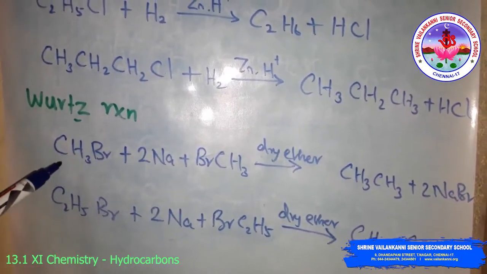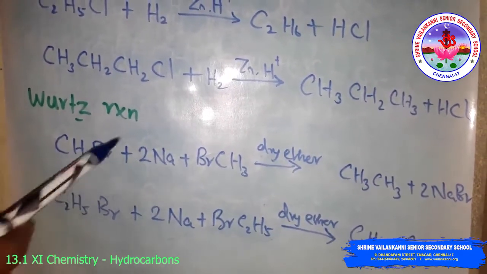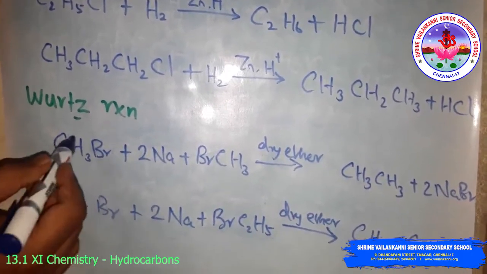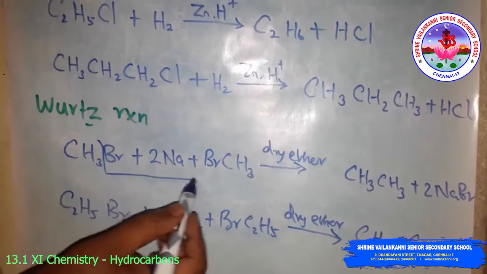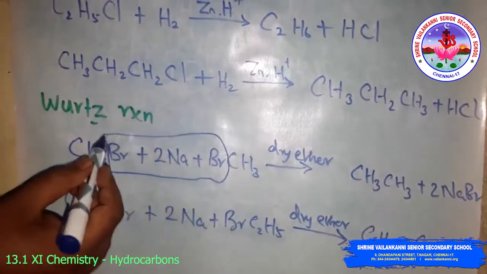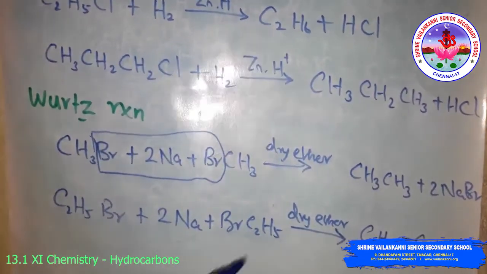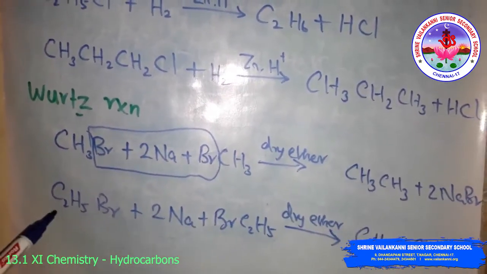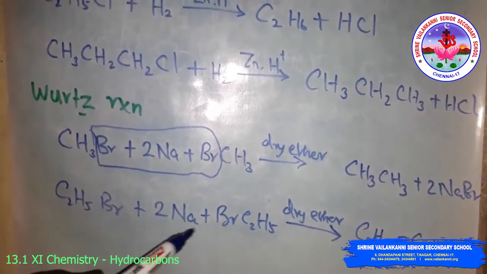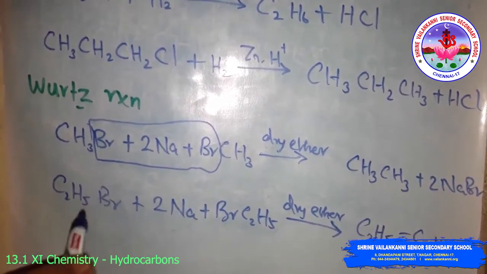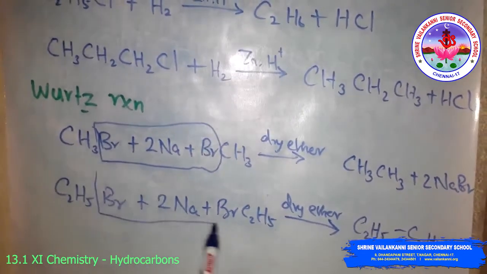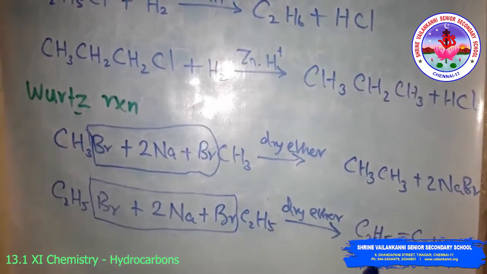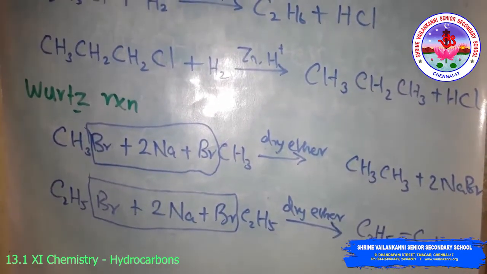Bromomethane reacts with sodium metal. That means two molecules of bromomethane react with sodium metal. The sodium bromide goes away in the presence of dry ether, and you will get the pure hydrocarbon. Similarly with ethyl bromide: two moles of ethyl bromide react with sodium metal, and in the presence of dry ether you will get n-butane.